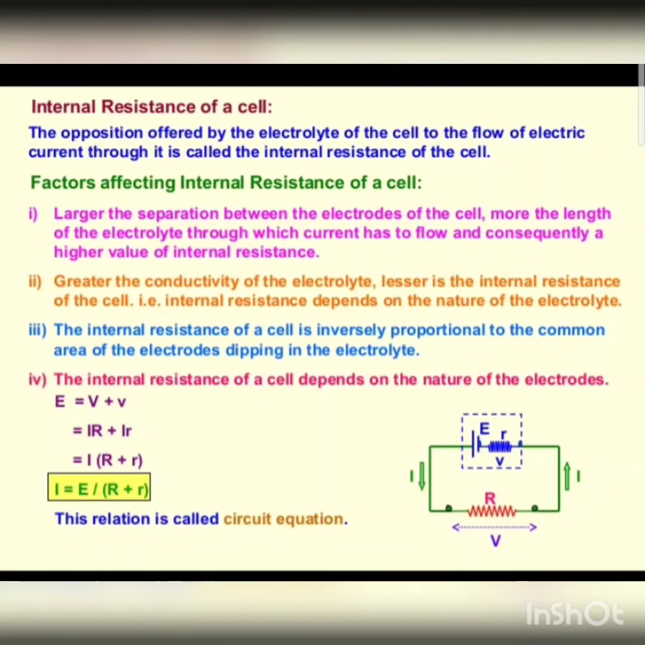Therefore, the net value of E is equal to V plus v. Here, the capital V stands for I into R and small v stands for I into small r, where small r represents the internal resistance of the cell. Therefore, the value of E is equal to I into R plus r, so that the value of I is equal to E divided by R plus r. This relation is called the circuit equation.